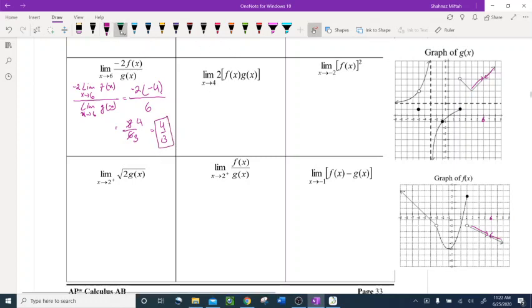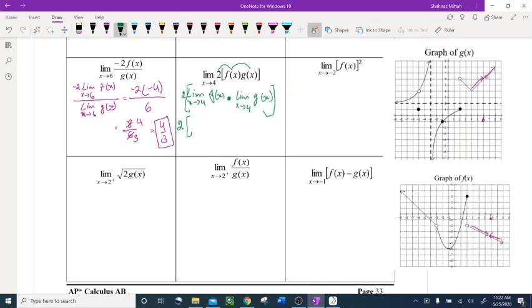Okay, let's see. x approaches 4 from the left and right. 2 stays outside, f of x, g of x, and they are multiplying. So apply the property first. 2 stays outside. Limit as x approaches 4 of f of x, times the limit as x approaches 4 of g of x. You can see this 2 is multiplying with both of them. So either you can draw brackets to show that when I multiply these two limits, I have to multiply with 2. So I'm going to keep that 2, and I have to find the limit as x approaches 4 of f of x.